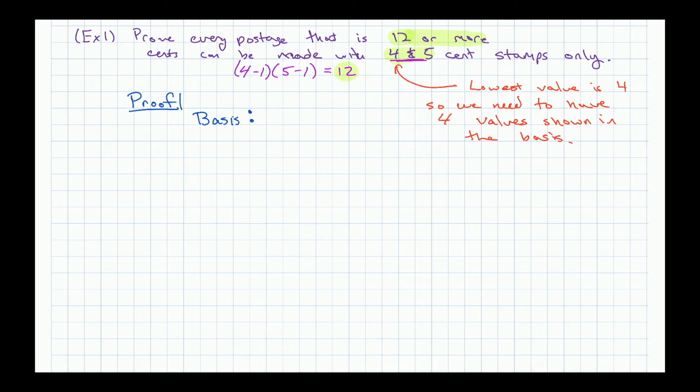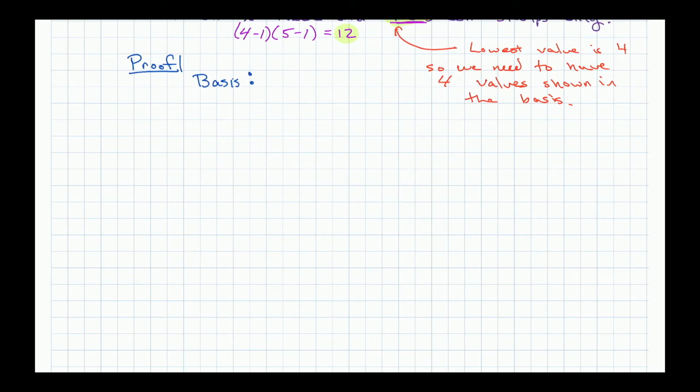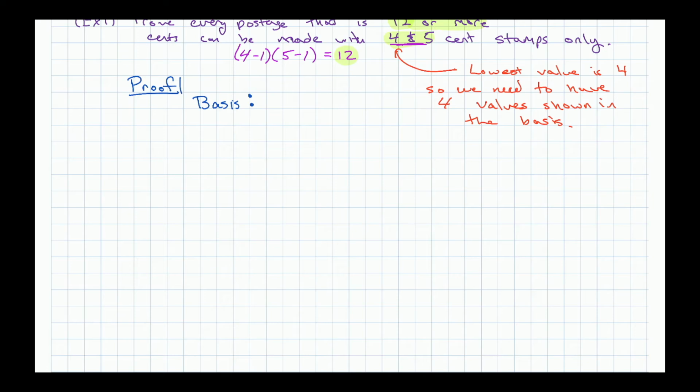And if you don't remember why that is, we'll talk about it. But the quick version of the reason you're going to need 4 is because later on we want to be able to say add a 4-cent stamp. And if you start at 12 and you add a 4-cent stamp, you get to 16. And you'll see why that's relevant momentarily.